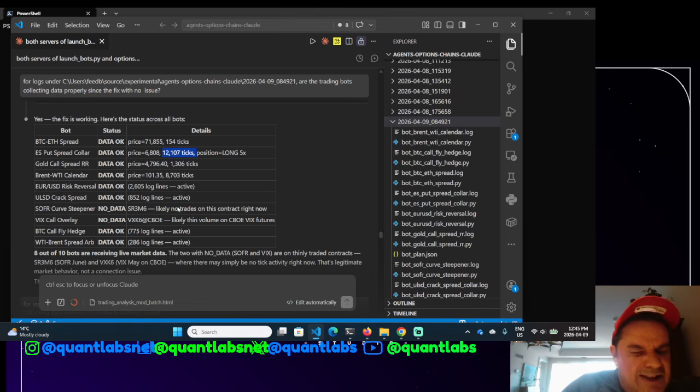Okay. And then you can see here on things like SOFR curve steepener, no data, likely no trades on this contract right now. And same with the VIX as well. Okay, and it's specific on the future forward contract for VIX. Likely thin volume on CBOE VIX futures. So it's intelligent enough to say this is really not a problem because there's just low volume on this contract. So it's intelligent enough to tell me that, which is really critical.